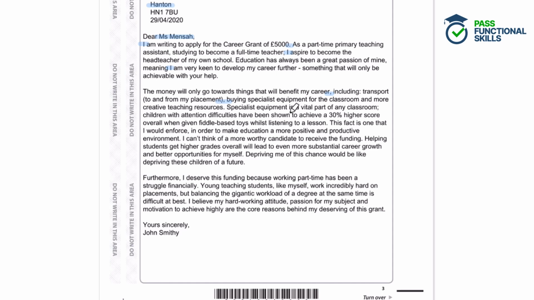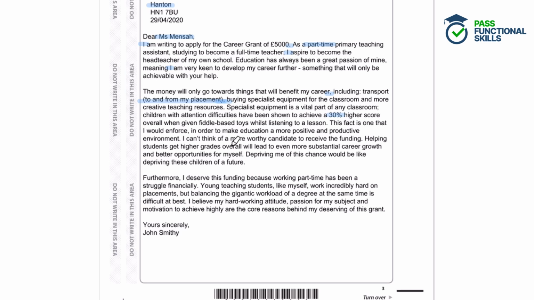We also have other pieces of punctuation. So for example, we have some hyphens that have been used to create a singular word out of two words. So for example, part and time individually have different meanings, but when they're put together, they create a new word with a new meaning. We've also got parentheses that have been used correctly here to add some additional information. So the transport is to and from the placement, and it just adds that little bit of information to the sentence. We have a percentage sign that's been used to give a statistic, which is really effective as well.